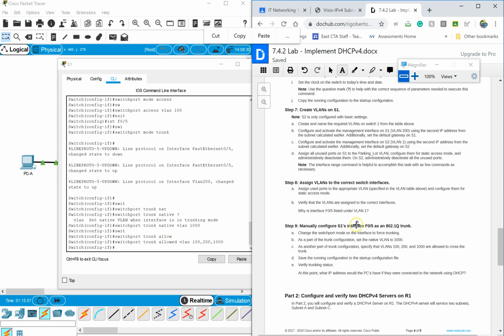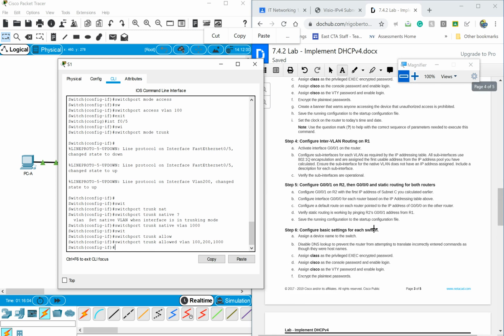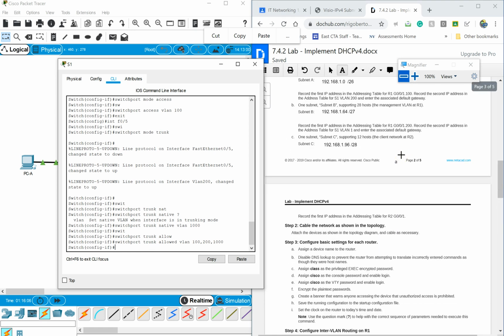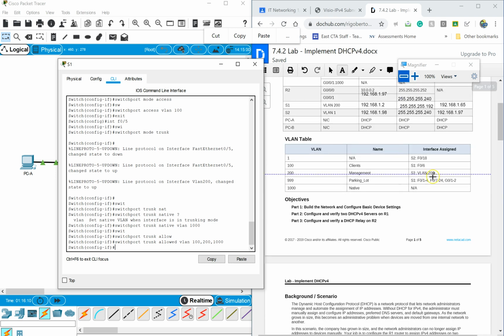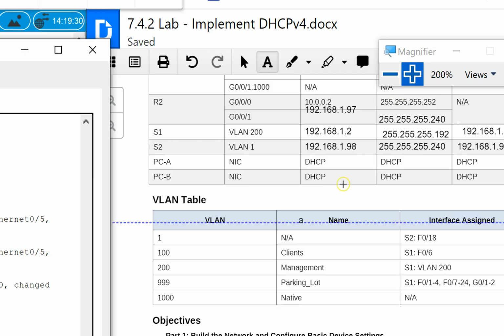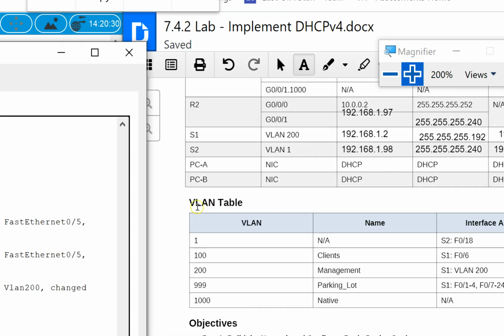Let's see. What else we got to go from here? Let's do the range thing. Alright, so on our little table here, as my computer is churning to catch up with how I'm scrolling, these are all supposed to be in the parking lot on S1. So what we can do, and let me zoom in here, is F1 through 4, 7 through 24.